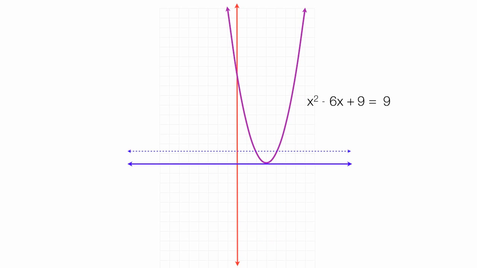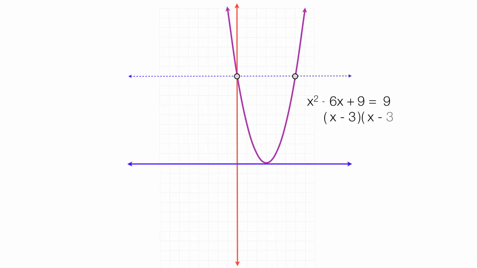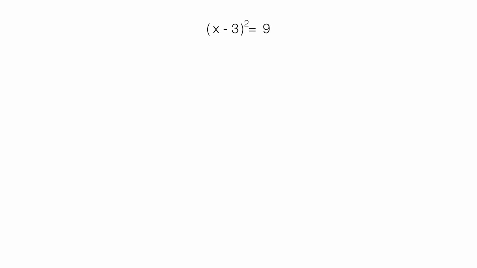Now I'm actually going to solve for this equation, and when I solve, I set it equal to 9. So I'm finding those 2 points, the x values for those 2 points. So I have x minus 3 times x minus 3 if I factored that equation. This all equals 9. So I have x minus 3 squared is equal to 9. And now I'm going to continue on with that. So I take the square root of both sides of this equation, and also the square root of 9.